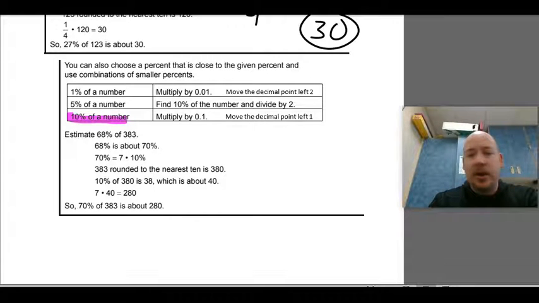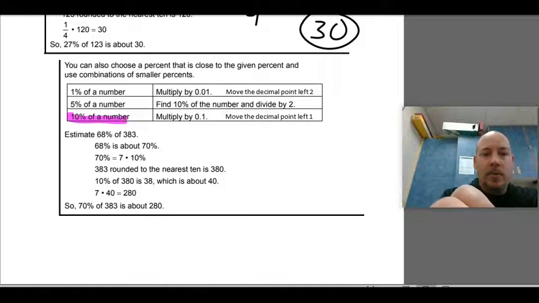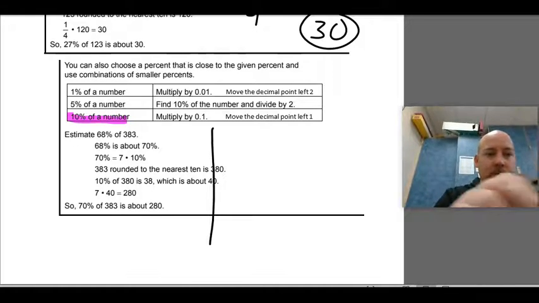If I know 10%, I can get 20, I can get 30, I could get 40, I could get 5% because that's half of 10. So 10% is an easy one to calculate, okay? When we get 10% of something, oops, that's not what I wanted to do. Let's try that again.